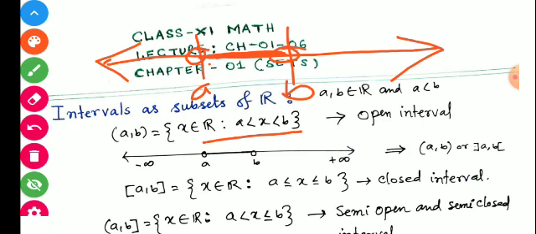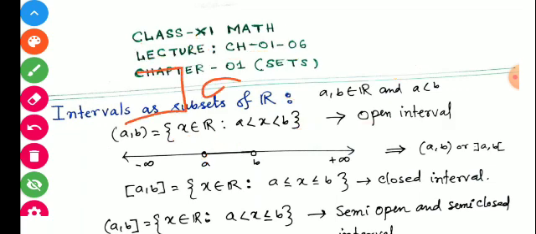That's why a circle is given at each point. It means the points a and b are not included in the set of the open interval a comma b. Students, we can represent the open interval by another symbol, where the square bracket is written reversed.